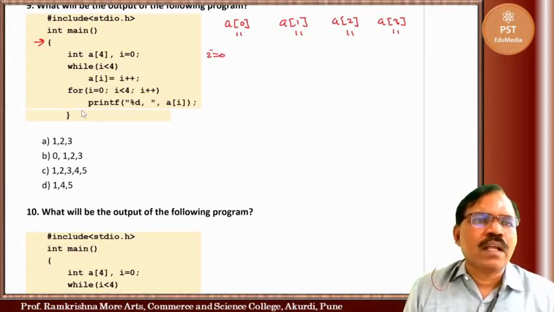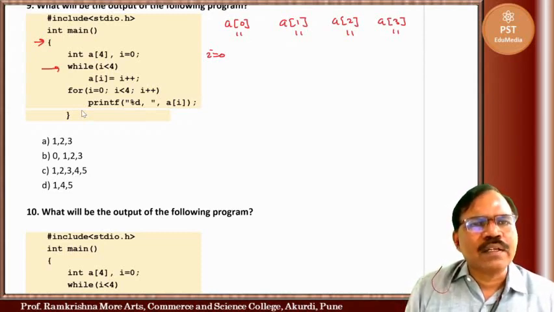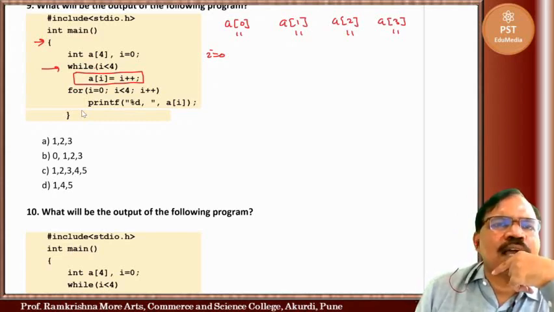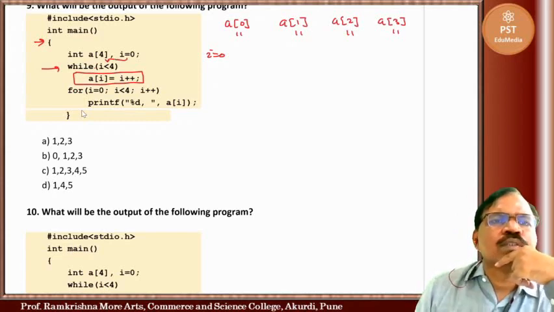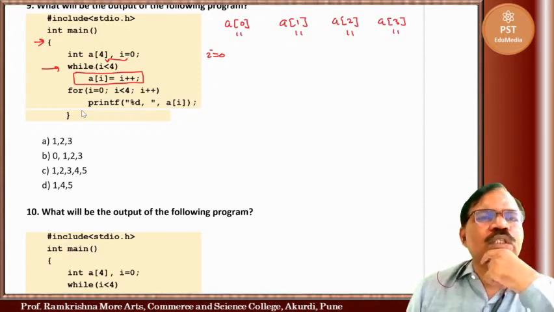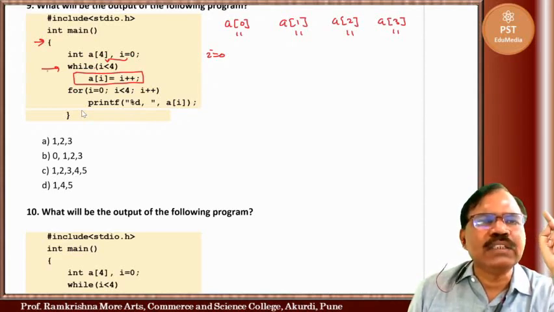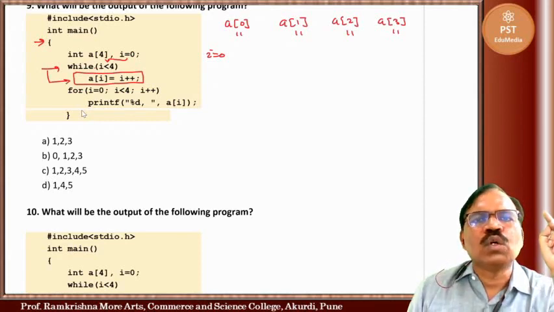Then it comes here. So now the while loop. Now see here, while and only one statement. So the while loop will act on this only. So here the first iteration is what? For i equal to 0, i is less than 4. So the condition is true. I less than 4, it is true.